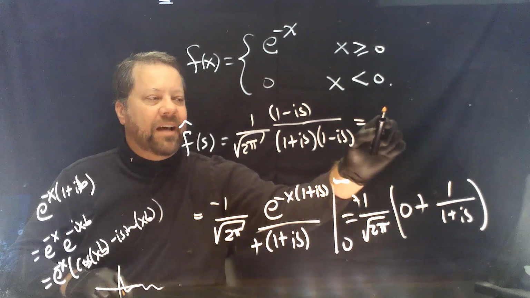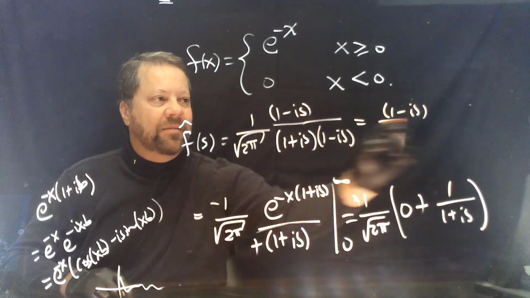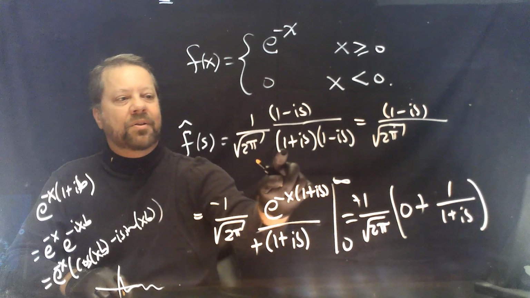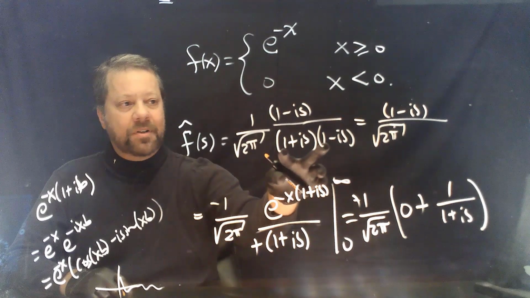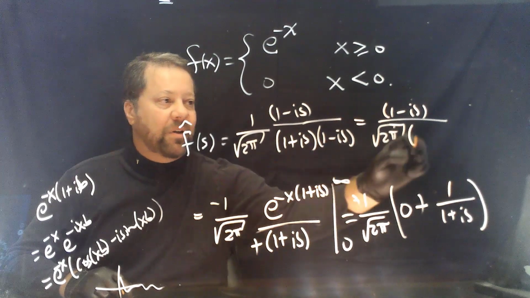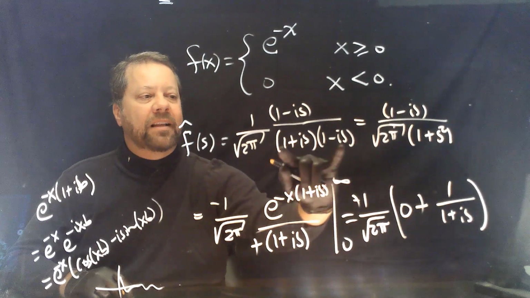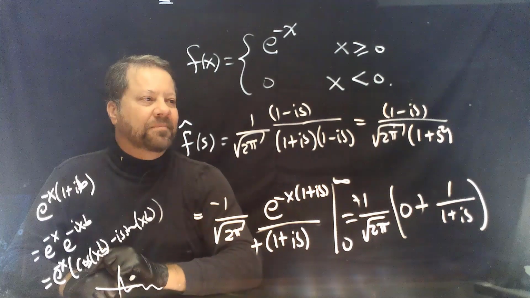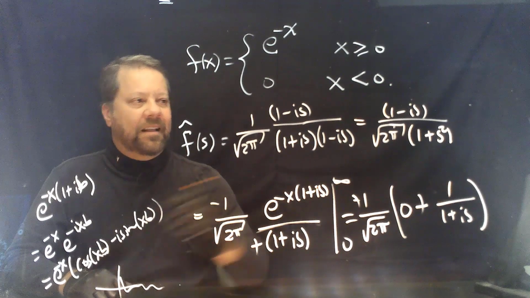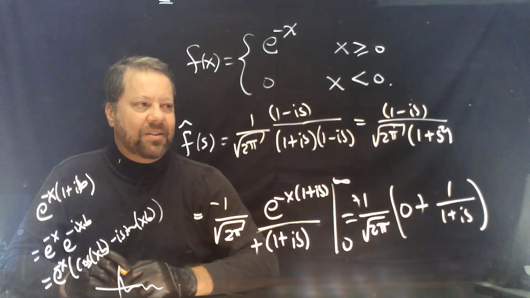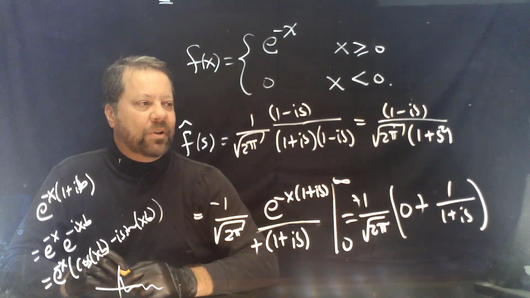So we're going to have this 1 minus is over root 2 pi, and the rest is going to be, well, when we do the first, it's 1. The second is going to be 1 plus s squared, and then the inner and the outer will cancel out, leaving us with the Fourier transform 1 minus is over the root 2 pi times the quantity 1 plus s squared.